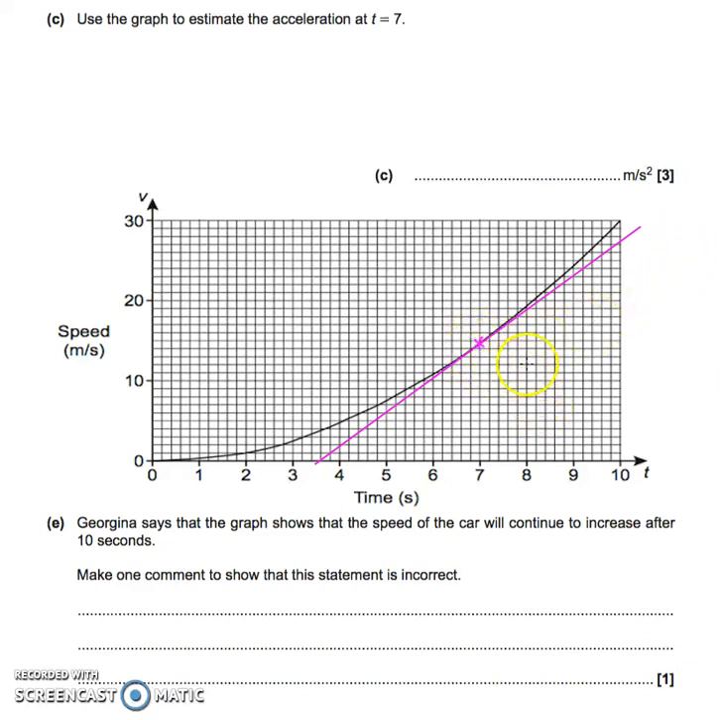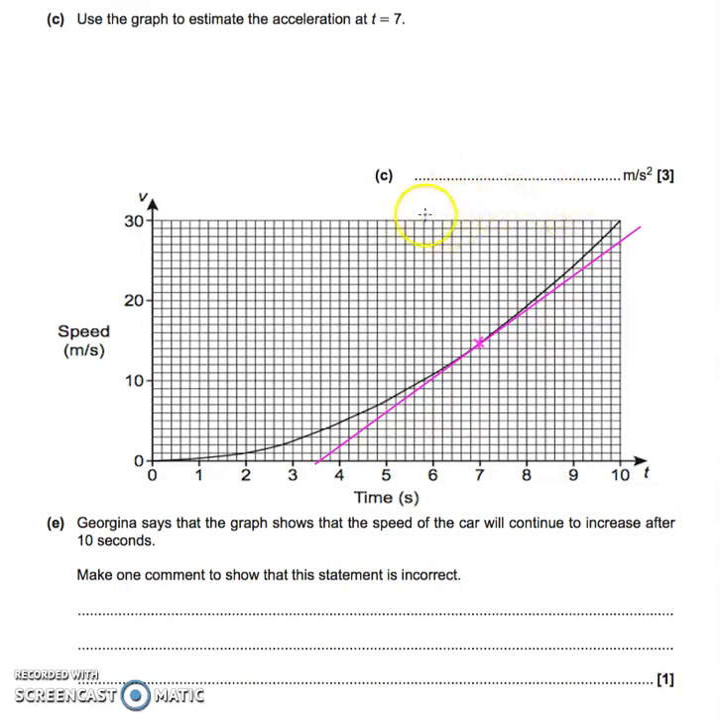What we have to do is work out the gradient of this, and that will give us the acceleration. That's how you calculate or estimate an acceleration. Obviously it says estimate, and we're going to have a range of different answers we could have and be correct. Mine's going to be different to yours because you're going to have a different tangent drawn. So if you get anything within a particular range of answers, you're going to be fine.